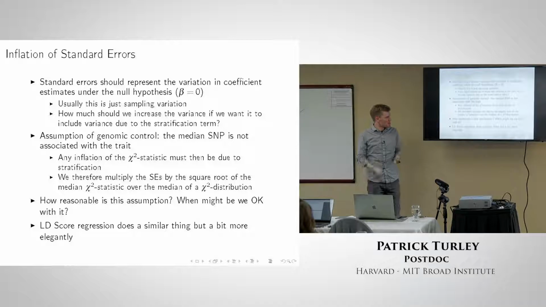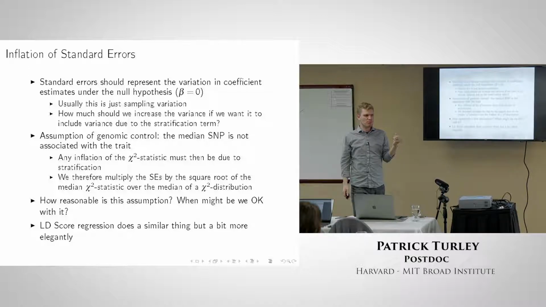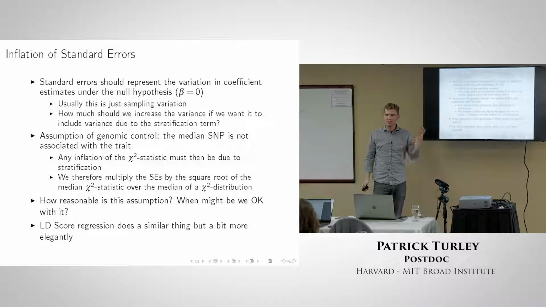Great. So that's genomic control. LD score regression does a similar thing, although it relaxes the assumption of the median SNP having to be null. It allows for polygenicity. Raymond is going to talk more about that in his lecture, so I'm not going to talk about it now. But inflating the standard errors from the results of an LD score regression is based on the same principle. We want to inflate the standard errors so that they also account for the variation that may exist due to bias.